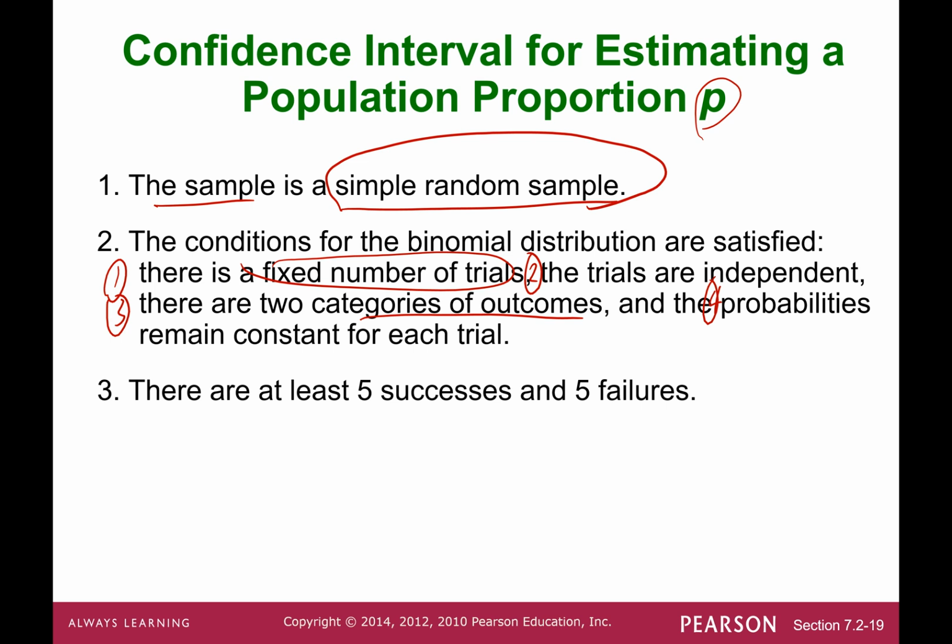So the third condition is at least 5 successes and 5 failures. Remember that when constructing the confidence interval to estimate the population proportion P, check these 3 conditions before we proceed.